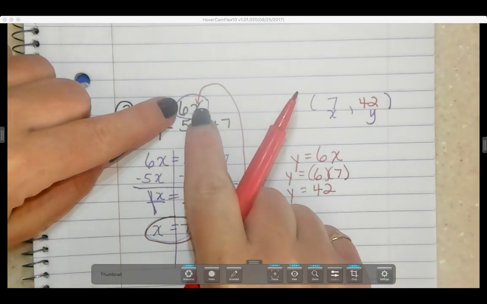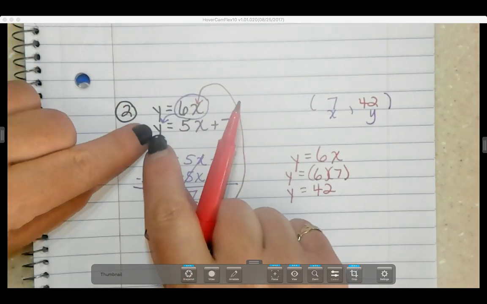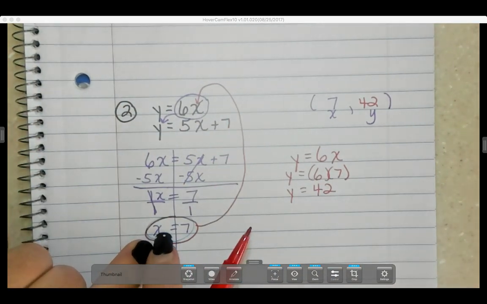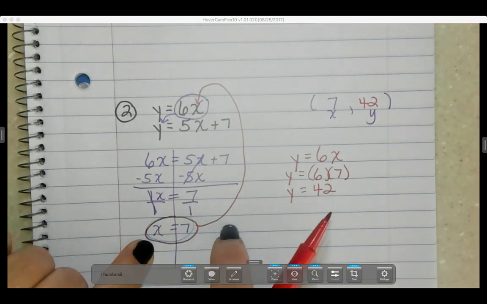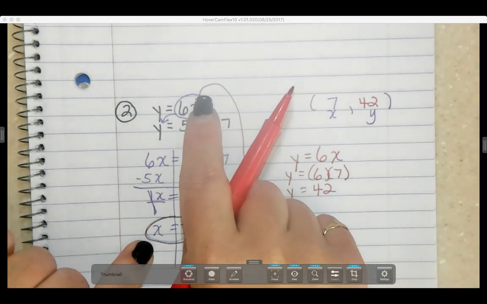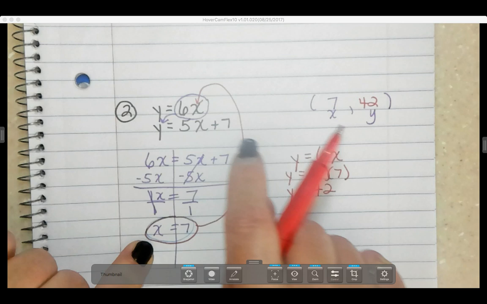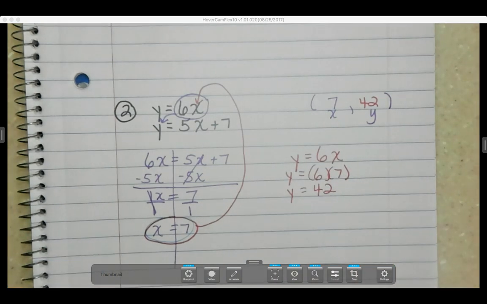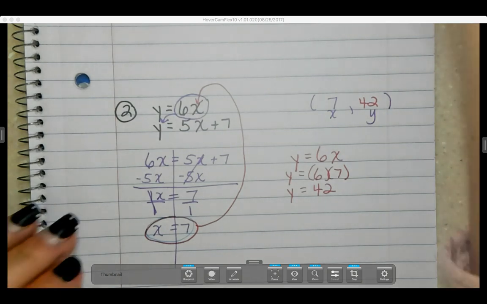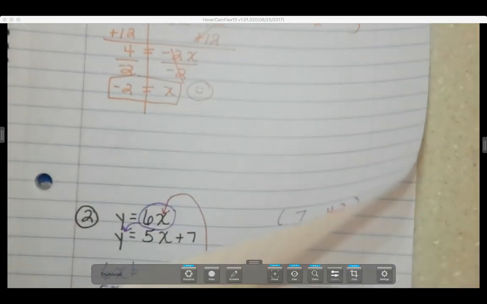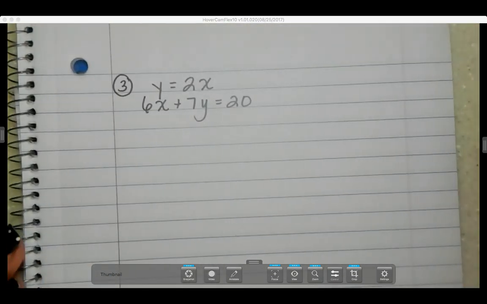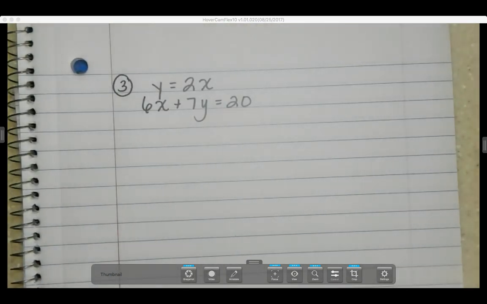We took the 6x, substituted it in for the y, and solved for x. Once we had our x, we went back up into one of the original equations and substituted that in for the x, right there, and we multiplied and got an answer of 42. It's just solving equations and understanding. I guess the biggest part is understanding the substitution. And that is the name of the lesson, so that would make sense.